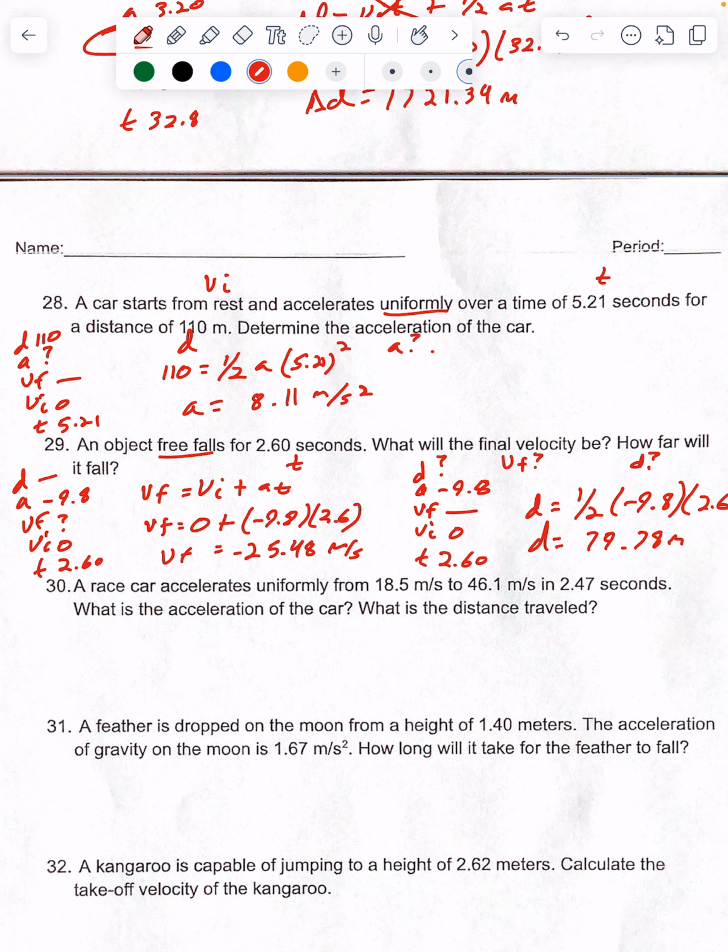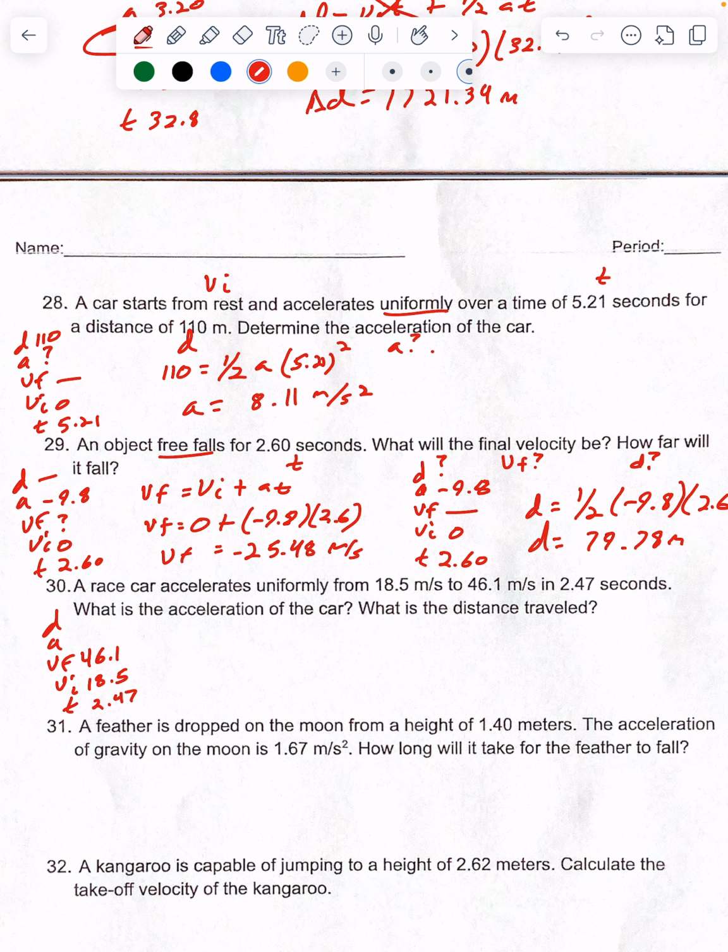Number 30, a race car accelerates uniformly from 18.5 meters per second to 46.1 meters per second in 2.47 seconds. What's the acceleration of the car, and what's the distance traveled? So let's set up D, A, VF, VI, T again. Okay, so you started off at 18.5, so there's your initial velocity. You went up to 46.1 meters per second, so that's your final. And you have 2.47 seconds. And you said, what is A?